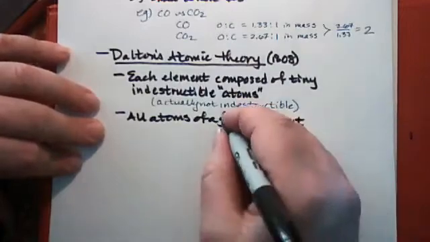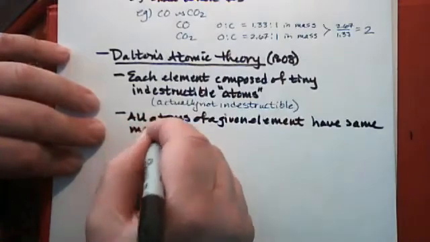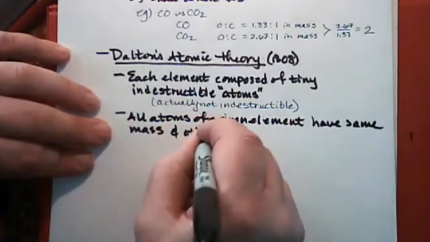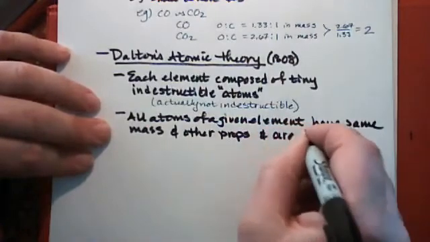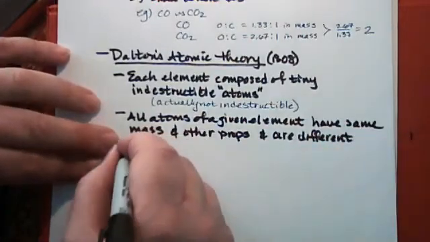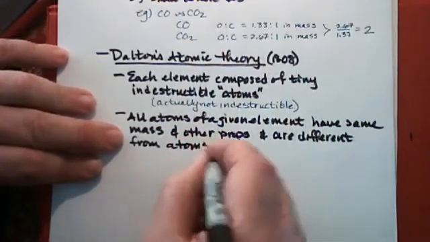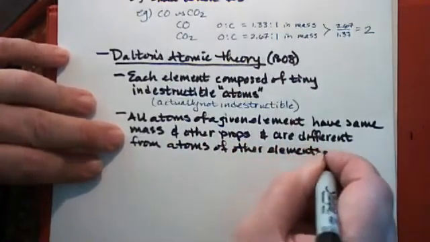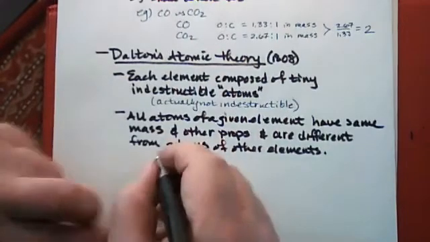He also said that all atoms of a given element have the same mass and other properties, and they're different from the atoms that make up any other element. Okay? And actually, he was right about almost all of that.